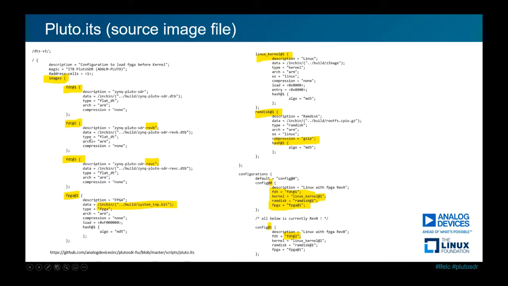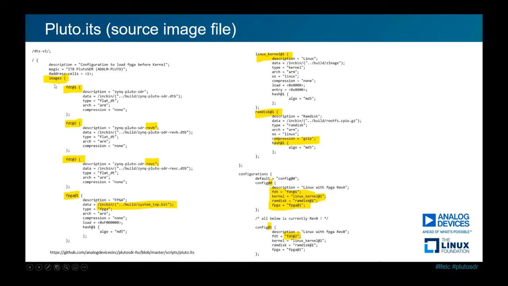All these nodes have additional attributes here: type, architecture, whether things are compressed or not. They can have hashes, and so forth. The other thing is the FPGA bitstream. That's the configuration for the FPGA. This one has a hash and it's not compressed. Then we have the kernel, the Linux kernel image, and our RAM disk. It pulls this from rootfs.cpio.gz, and it is gzip compressed and also has an MD5 sum.